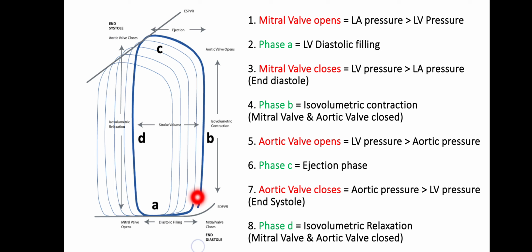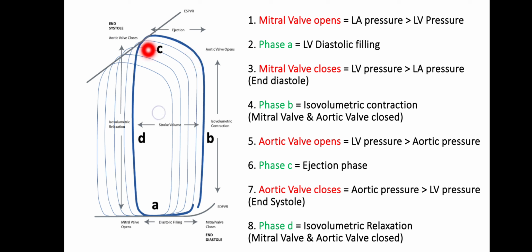That causes the closure of the mitral valve, and this shows the LV end diastole. The pressure at this point is the LV end diastolic pressure, while the volume at this point shows the LV end diastolic volume. Then phase B starts, which is the isovolumetric contraction. Both the mitral and aortic valves are closed at this point. Then the pressure at which the LV pressure rises above the aortic pressure, that is where the aortic valve opens.